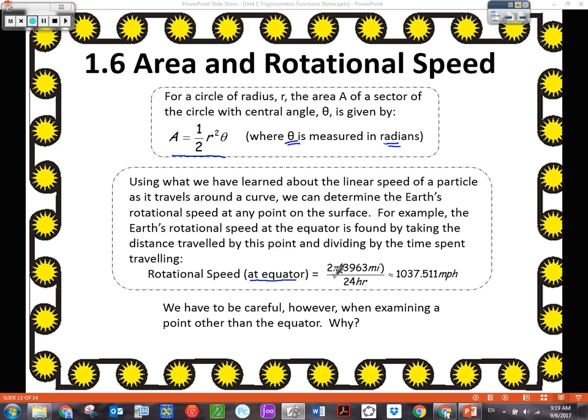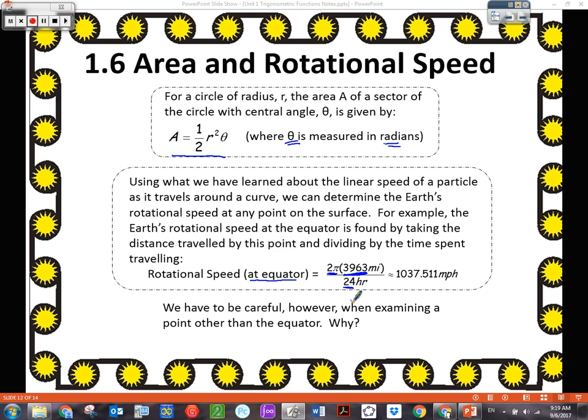So this 2 pi is our angle measure. I'm just walking you through this. Hopefully you recognize 2 pi is the angle measure. This is the radius. So we have theta times r divided by time, 24 hours. We should recognize that formula. Theta times r divided by time. That is our linear velocity formula, isn't it? That's all that is.